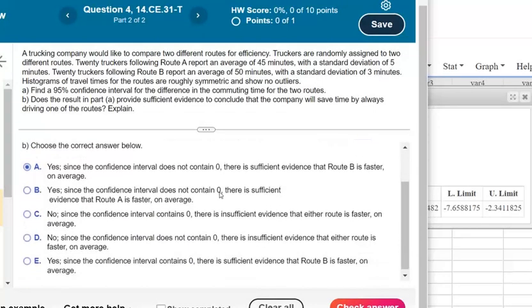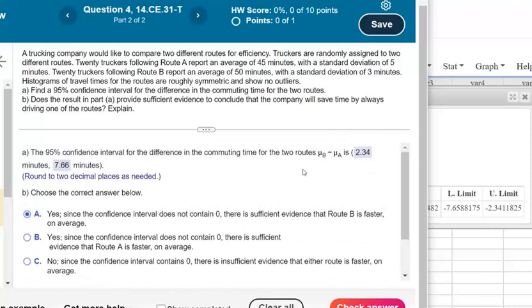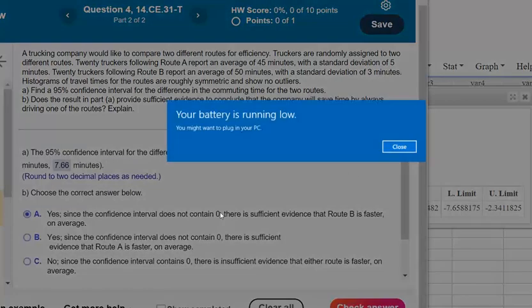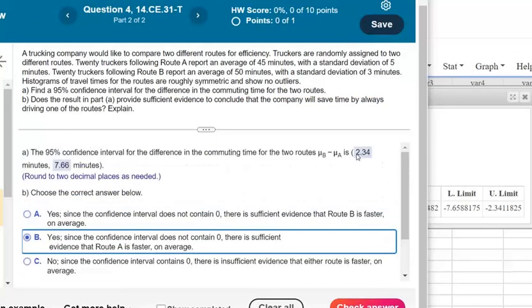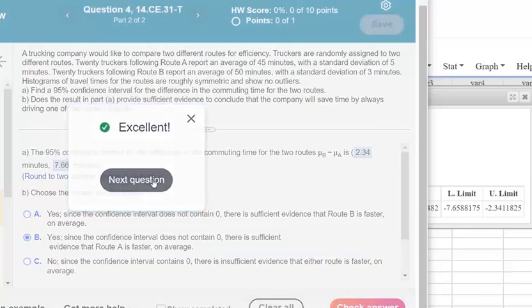Confidence interval does not contain 0. There is sufficient evidence that Route B is... Oh, sorry. Route B is slower because it's a longer time, right? So I just have these swapped. Route A is faster. I got things backwards. I was thinking more is better. Sorry. There we go.